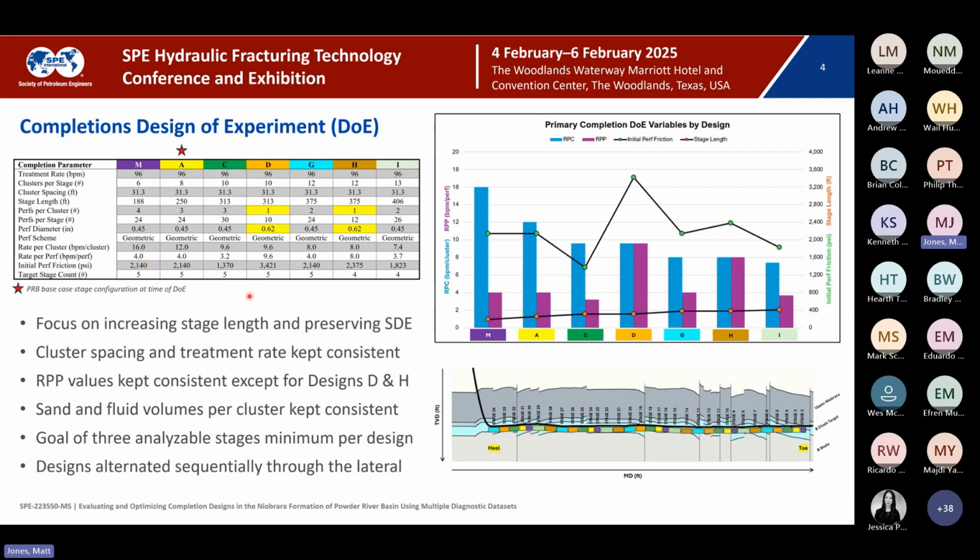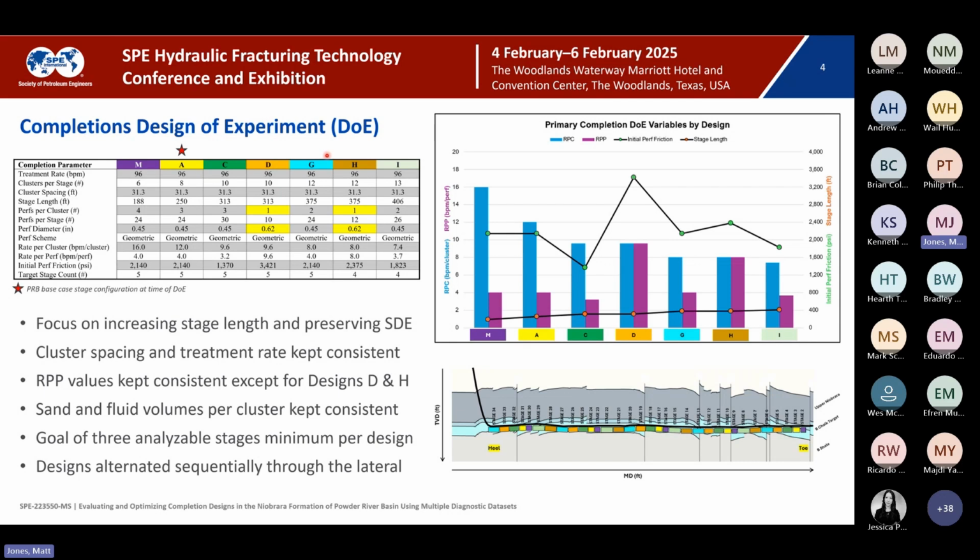2 pairs of designs to draw your attention to are C and D. We'll consider those to be pair 1, and G and H, which we'll consider to be pair 2. Pair 1, both designs are exactly the same in terms of architecture, with the exception of the perforating strategy. Design C is a multi-perf cluster design with 3 perfs per cluster. Design D is a single perf cluster design with 1 perf per cluster. So design C, the advertised perf diameter is still 0.45 inches, whereas for design D, it's larger, it's 0.62 inches.